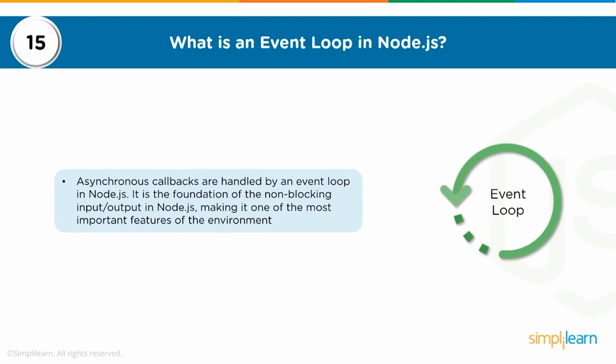So what is an event loop in Node.js? An event loop in Node.js is when you do an asynchronous call. What that essentially means is that you are sending out data, and then a non-blocking input-output from Node.js is pulling data back in.